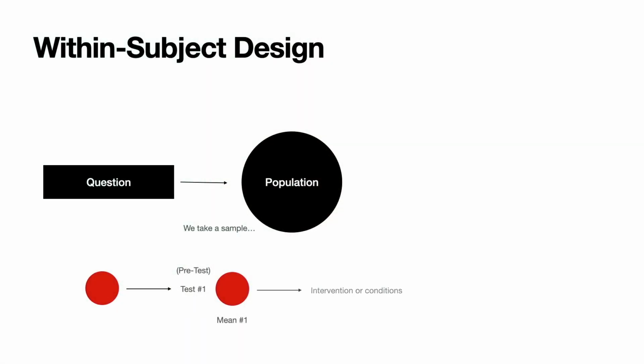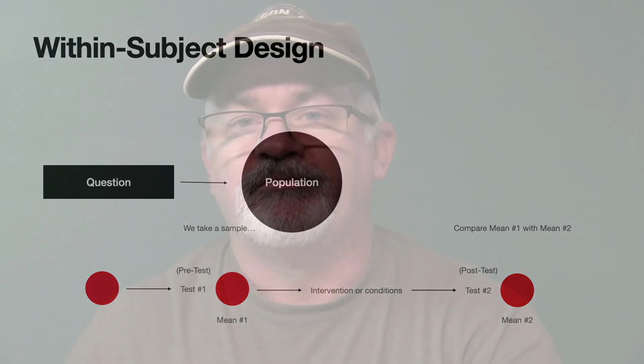Then we introduce the treatment. We introduce the new medication. We wait for it to get to the blood level. We do all that stuff. And then we measure them again. And what we're looking for is a difference between the mean before and the mean after. In order to do the statistical test for that, we are going to compare mean number one with mean number two, and we are going to be using the t-statistic for matched pairs.